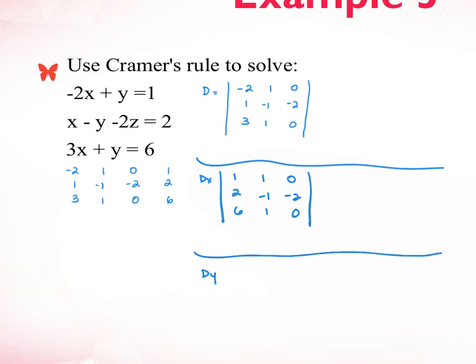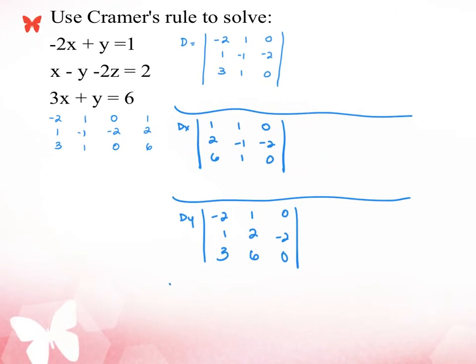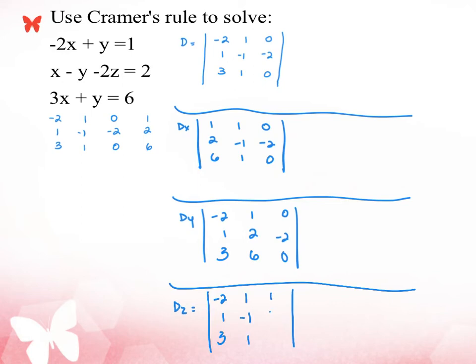D sub y, take out the y's this time, so I go back to the original x's in the first column. The y's are now taken over by the constants. The z's are the same. And the last one, D sub z. This time x's stay as x's, y's stay as y's, and the constants go in the place of the z's.